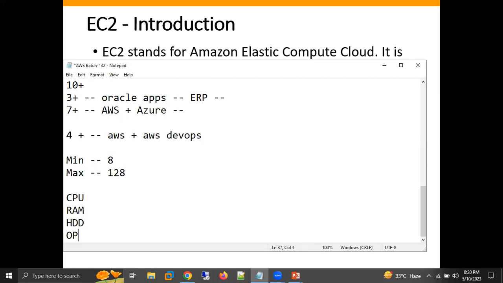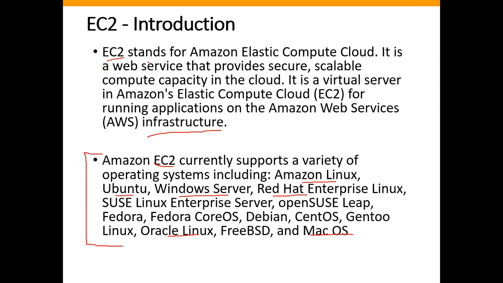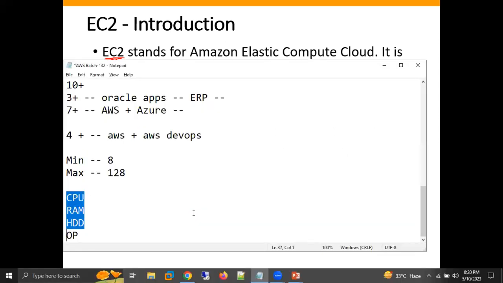But the minimum things we are checking for, even journal people, nowadays they are starting to check these things also: which operating system they are using, how much hard disk they are getting, how much RAM, which CPU and how much CPU we are getting. Even to create this particular EC2 machine, we need these 4 things: CPU, RAM, hard disk, and operating system.